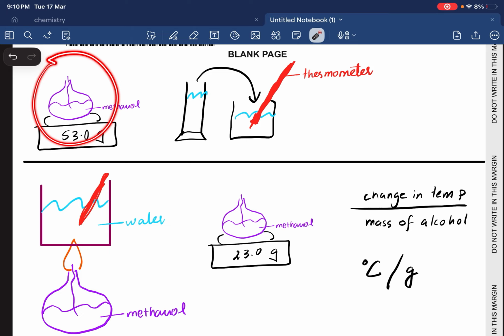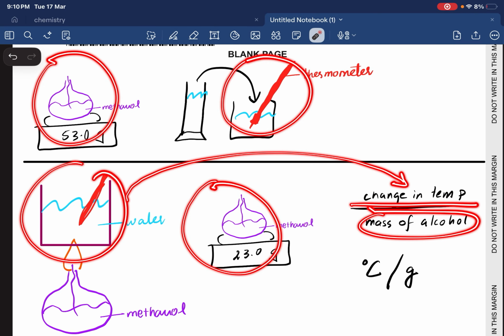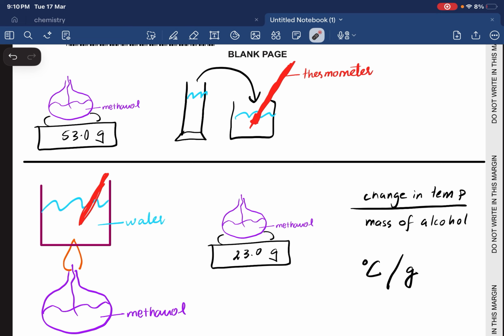Initial mass of alcohol minus final mass of alcohol in the denominator. Final temperature minus initial temperature in the numerator. Change in temperature upon the mass of alcohol that's used is going to give you the change in temperature per gram. And then the more the change in temperature per gram, the more energy your alcohol is releasing. So how are you going to put it in words? For the apparatus, you're going to write a mass balance, a measuring cylinder, a thermometer, and a beaker. So apparatus done.